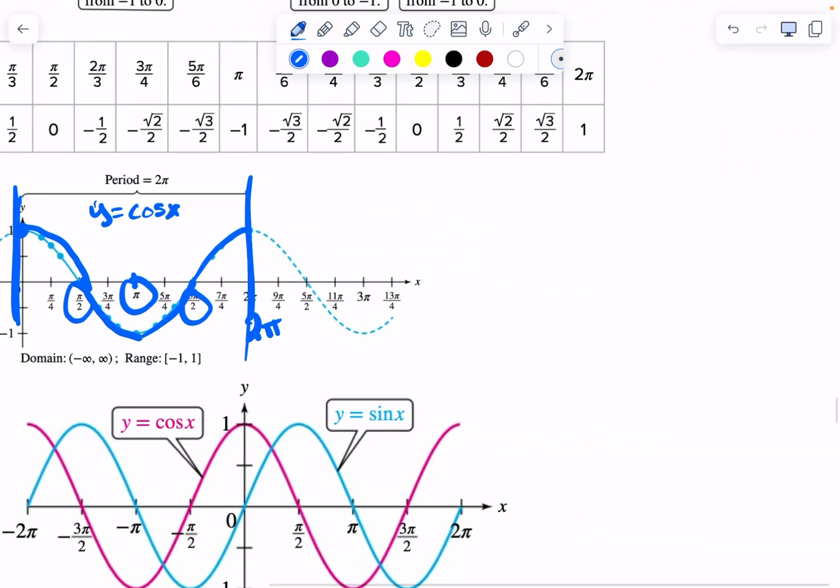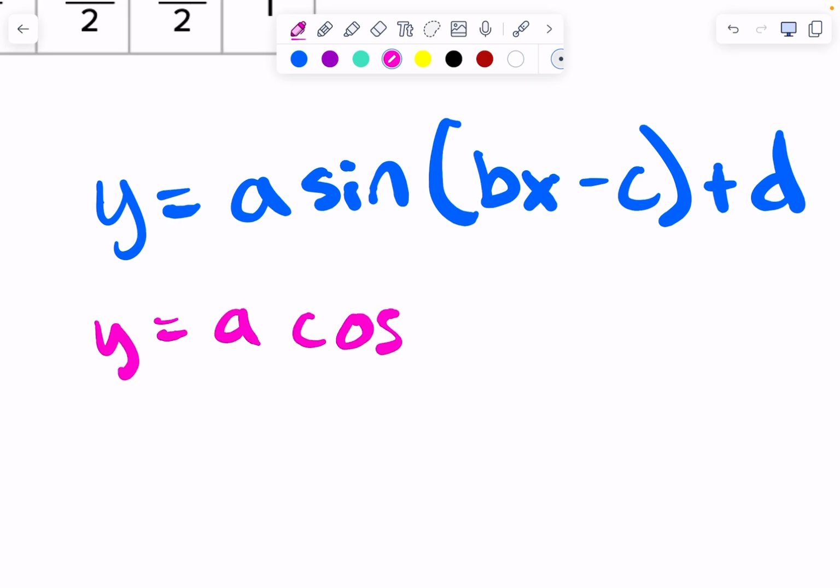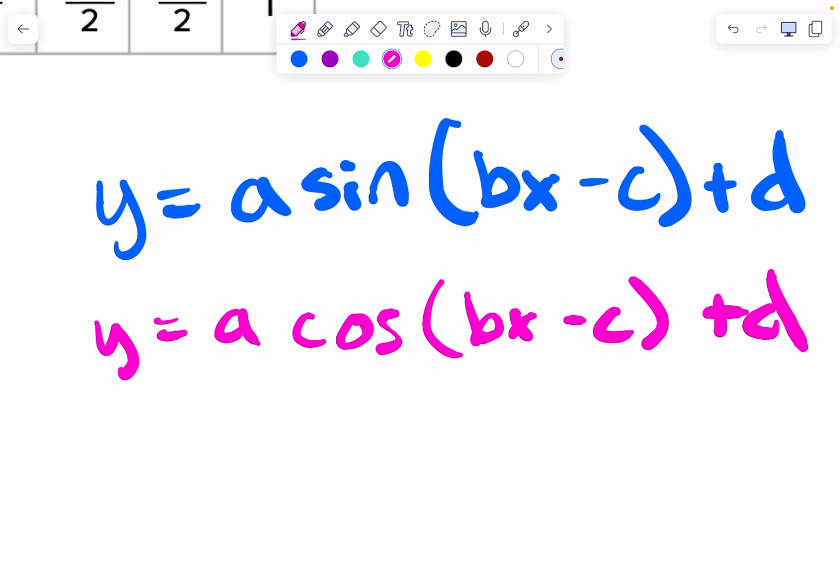All right, here in just a tad bit, we're going to learn what all this stuff means. So write this down. Y equals A sine of bx minus c plus d. We're going to learn what all of this means. Also, y equals a cosine of bx minus c plus d. Okay, we've got all those guys. Write those two down on your front sheet.